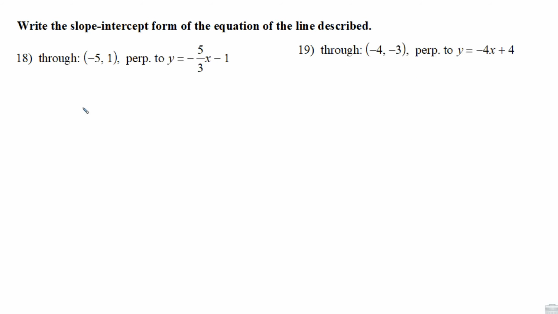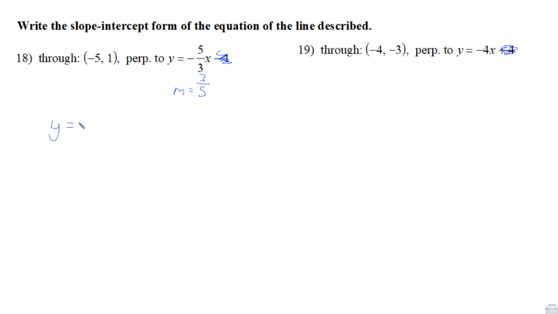And then the last two for writing equations have perpendicular. These are going to be very similar, except when your lines are perpendicular, you know you want the slopes to be opposite reciprocals. So we want to be the opposite sign. So this one is going to be positive, and the reciprocal of this is 3/5. We don't use this negative 1 at all. We won't use this 4 at all.